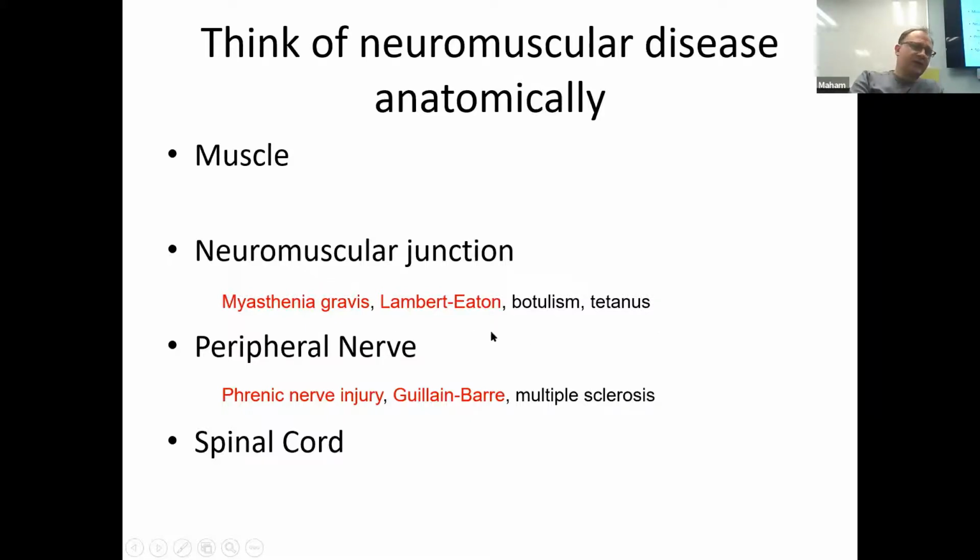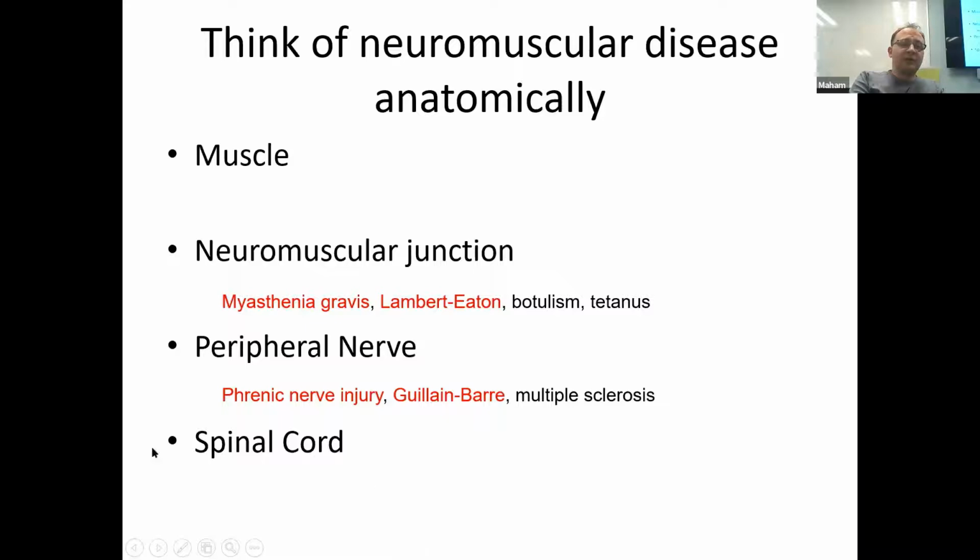Lambert-Eaton is always worth thinking about in a patient with known lung malignancy, though Lambert-Eaton syndrome can precede the diagnosis of lung cancer by months or years in some cases. Peripheral nerve to the diaphragm compromise in the case of phrenic nerve injury, post-op patients with hemidiaphragmatic paralysis, post-cardiac surgery, I should say, will often develop a restrictive lung disease, and Guillain-Barré being kind of a rapidly progressive peripheral nerve problem. Multiple sclerosis can occasionally affect phrenic nerve function.